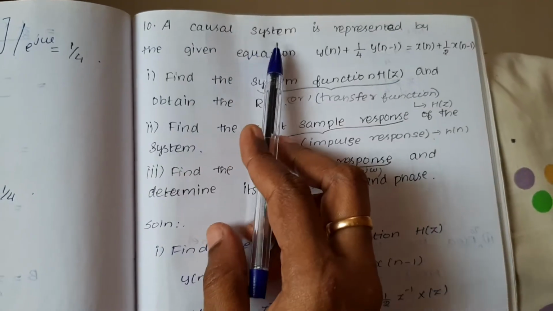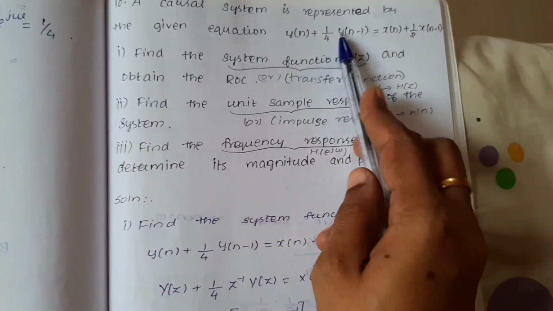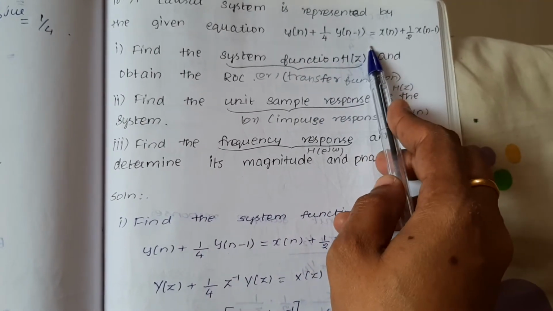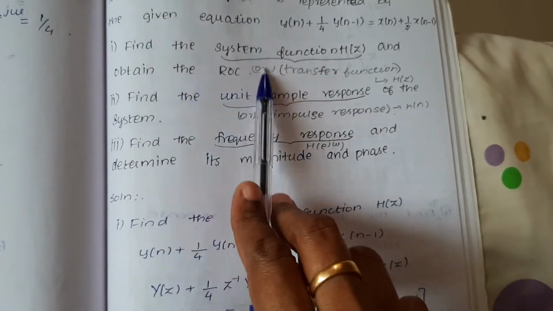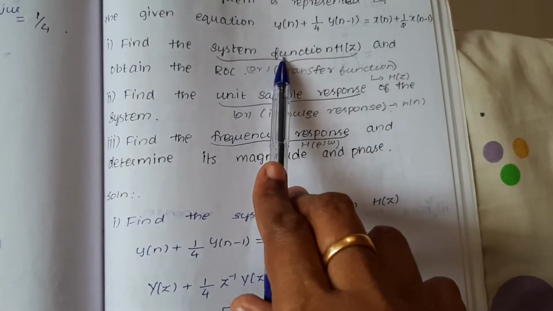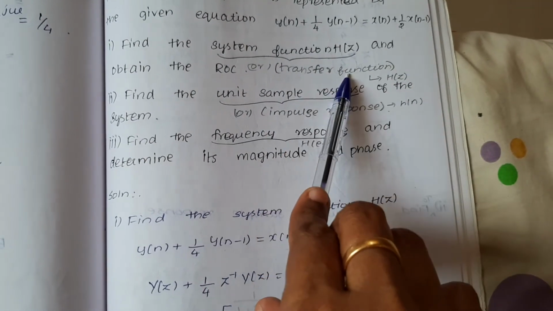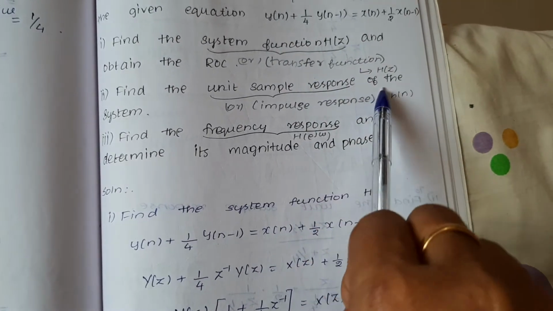So the next question is, a causal system is represented by the given equation y of n plus 1 by 4 y of n minus 1 is equal to x of n plus 1 by 2 x of n minus 1. Find the system function H of z and obtain the region of convergence. Okay, so system function, transfer function only da. Okay, so if they ask to find system function H of z, transfer function is also H of z.